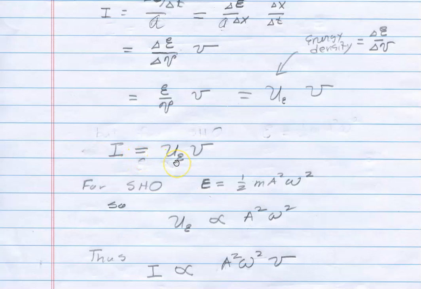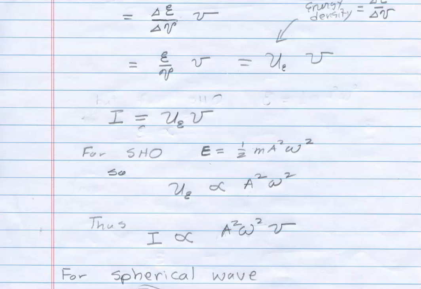The intensity is just that. And so we combine these two to see that the intensity is roughly proportional to the amplitude of the wave squared times the frequency squared times the velocity. For light, this is the amplitude of the light wave. The omega is the frequency of that light. And v, of course, is the wave velocity, but for light, that's the speed of light, c.